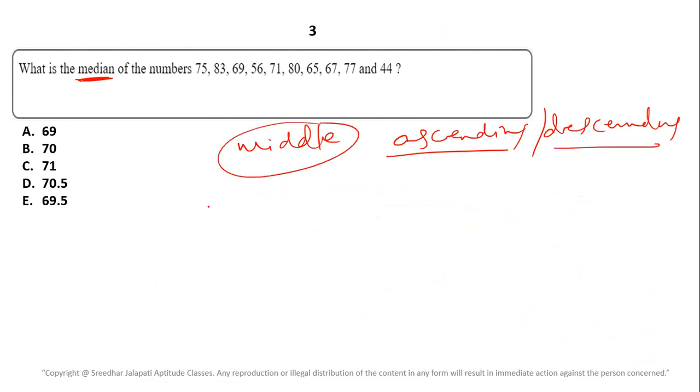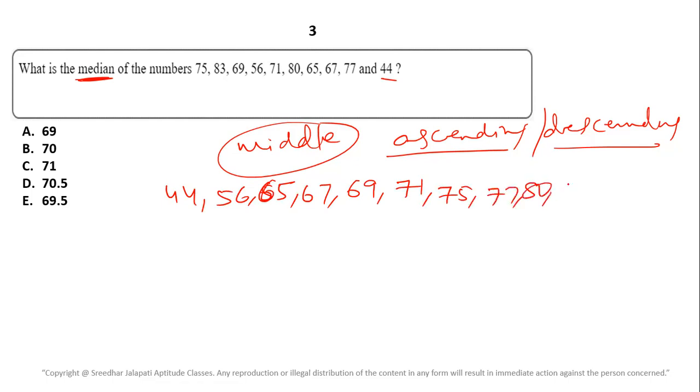Now here, if I arrange all these elements in ascending order, the least number is 44, followed by 56, then 65, after that 67, 69, 71, 75, 77, 80, 83. So this is the ascending arrangement of the given items. By the way, how many are there? 1, 2, 3, 4, 5, 6, 7, 8, 9, 10. So we have included every element.